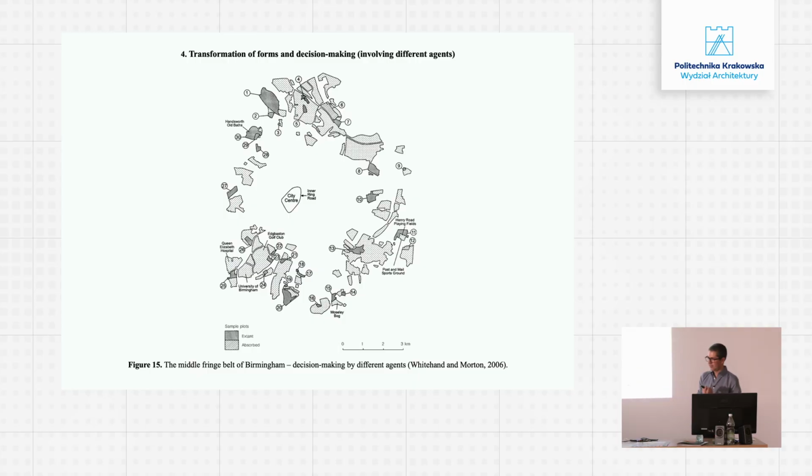And another key input of Jeremy Whitehand was the fact that he brought to this Conzenian way of thinking a more explicit consideration of the agents that are involved in this transformation over time. So if we can simplify something that is not simple, Conzen was mainly concerned with form and processes, and Jeremy Whitehand added to this agents. So this Conzenian thinking started to be about form, process, and agents. So here we see a study that collects these two interests.